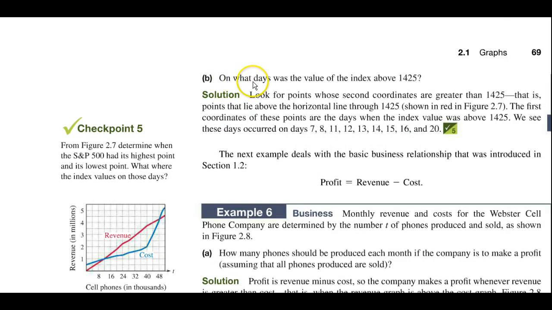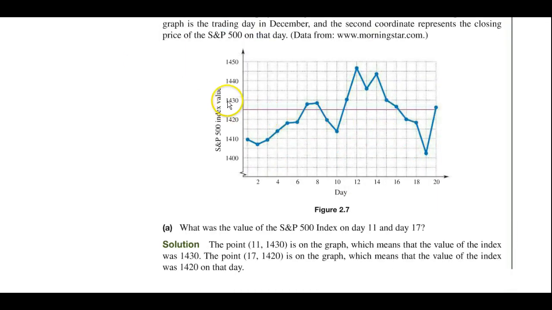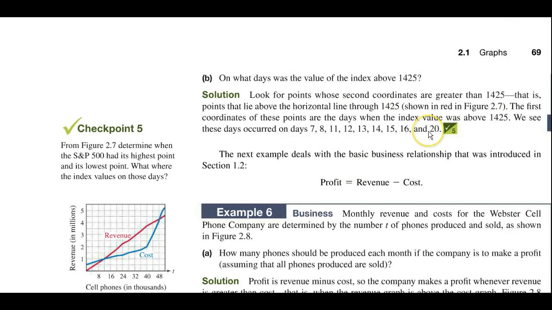And for B, on what days was the value of the index above 1,425? So for this, we'd have to go back. And then 1,425, which is right there. So we'd see it's day 7, day 8, 11, 12, 13, 14, 15, 16, and then it looks like 20. And there we see it.